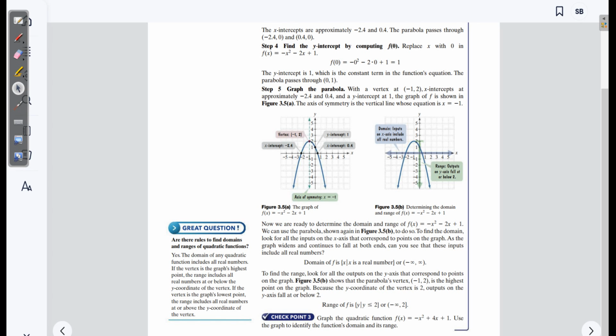That's interesting. Which one of these do I want to graph? Nah, we'll just do this one.